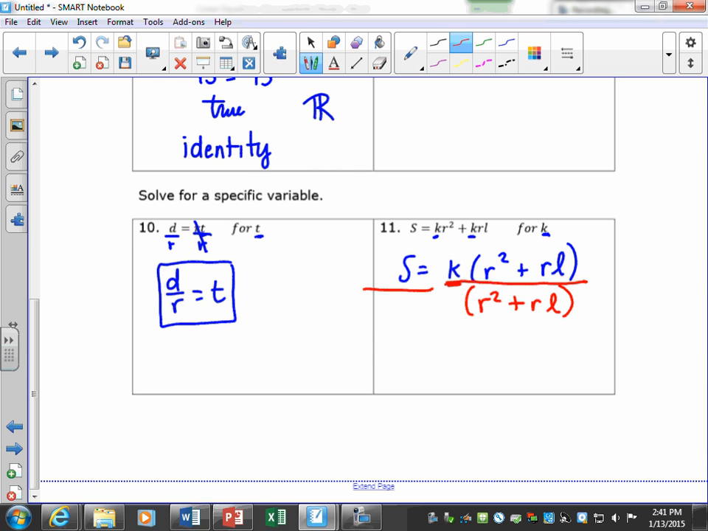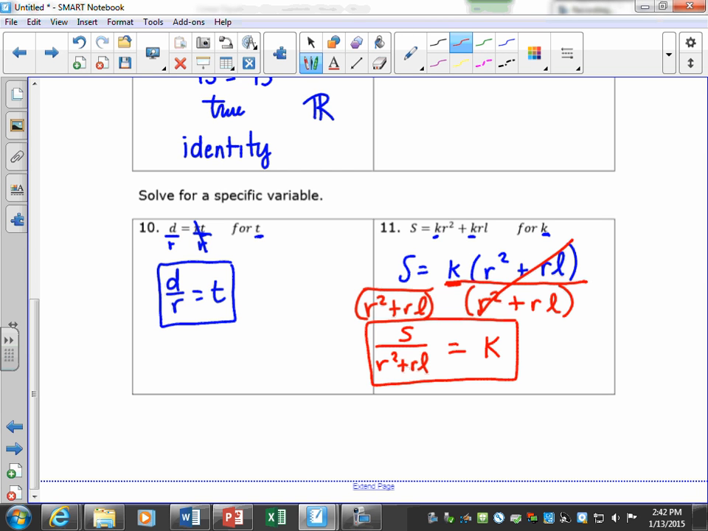Whatever you do to one side, do to the other. And then we can see that this cancels and we're left with k is equal to s over r squared plus rl. And this is solving for our k. Those take a little bit of practice, but you'll get used to those. Just always focus on your rules for solving equations and stay consistent with it, and you should be fine.